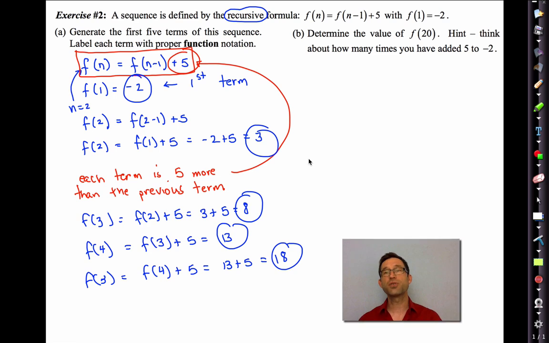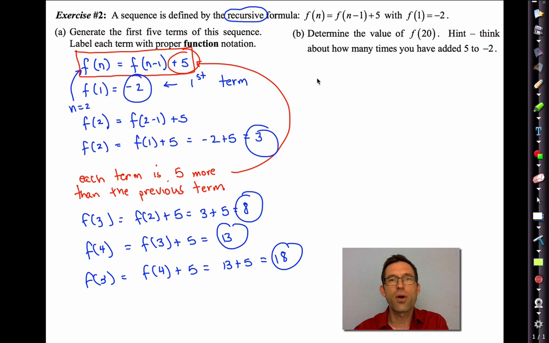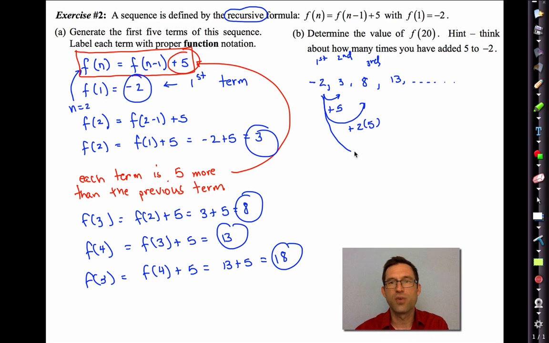All right, this is particularly tricky because remember, here are our terms. We have negative 2, that's our first term. Then we have 3, that's our second term. Then we have 8, that's our third term. And then 13, etc., right? Well, to get to our second term, we add 5 once. To get to our third term, we add 5 twice. To get to our fourth term, we add 5 3 times. And to get to our 20th term, we're going to add 5 19 times.